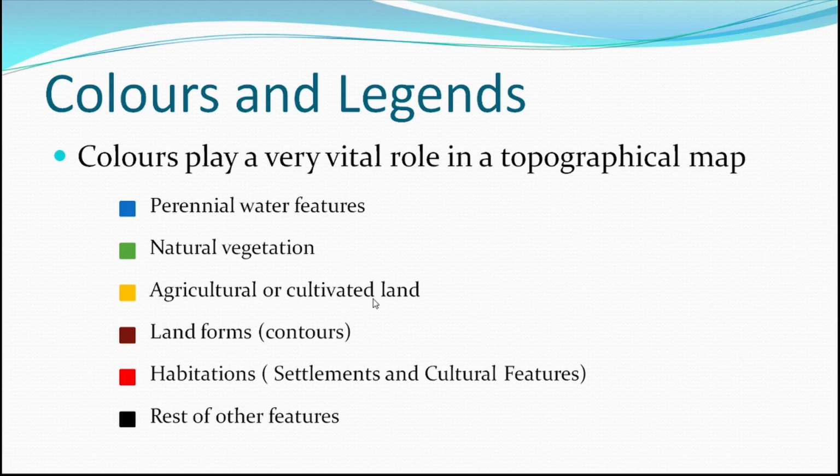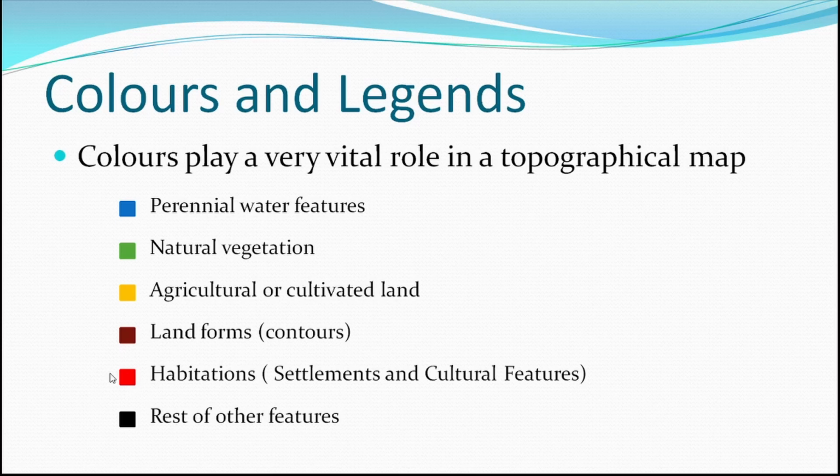So if you see something yellow, you can directly understand, okay, this area is agricultural land or cultivated land. Now if you see something in brown, that is the landforms. Especially it represents the contour lines. We have already discussed the contours in part 1.